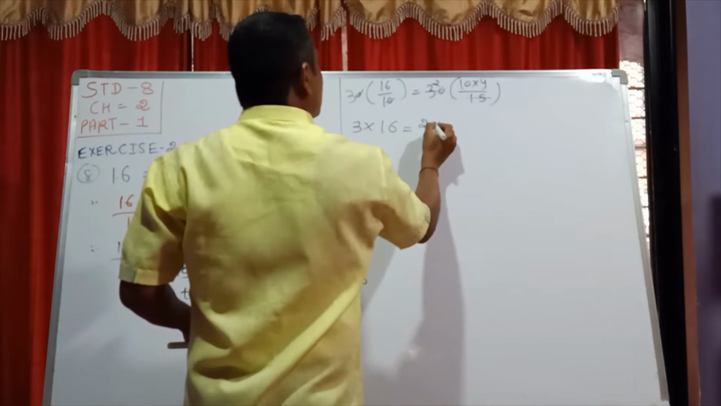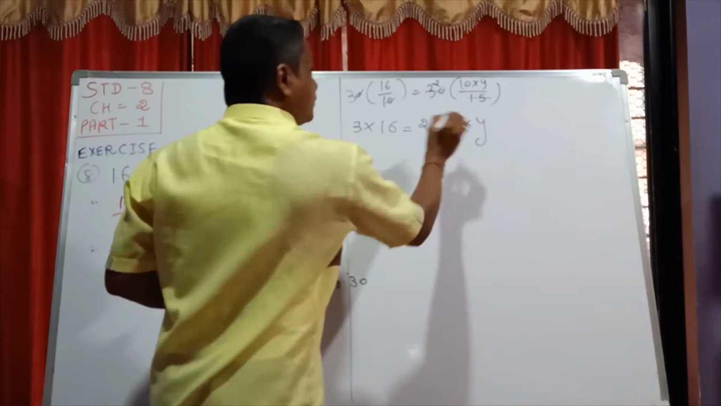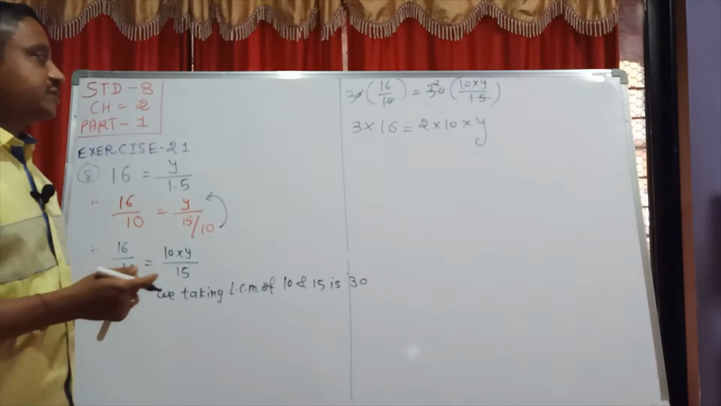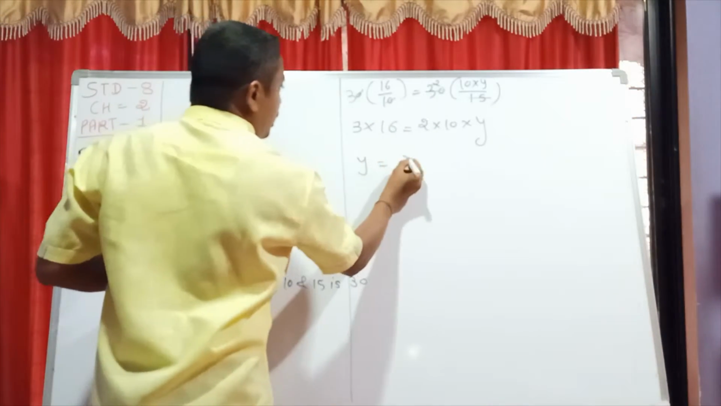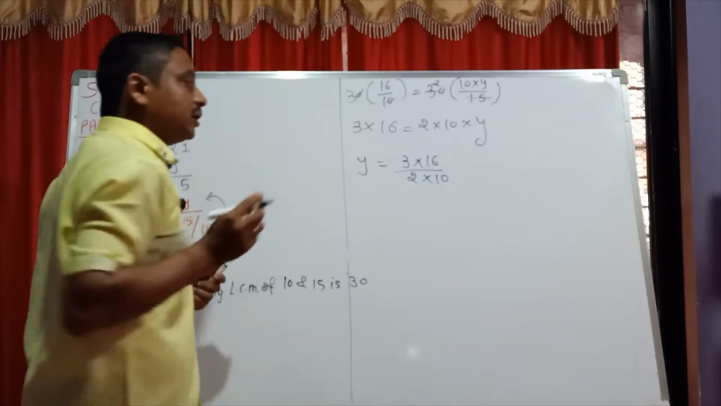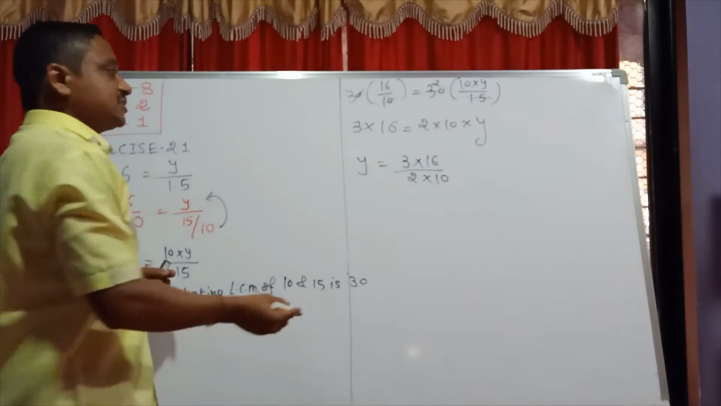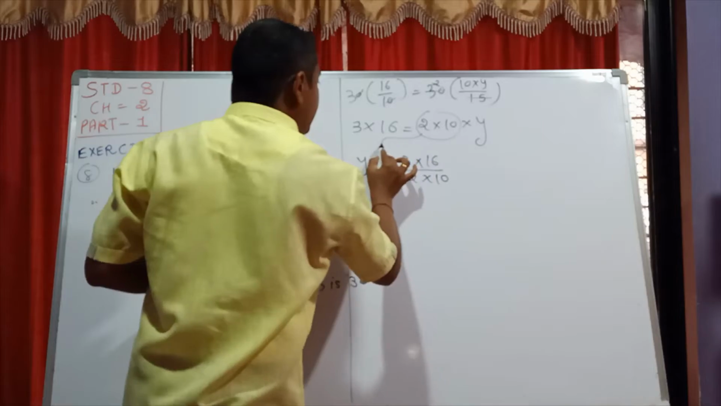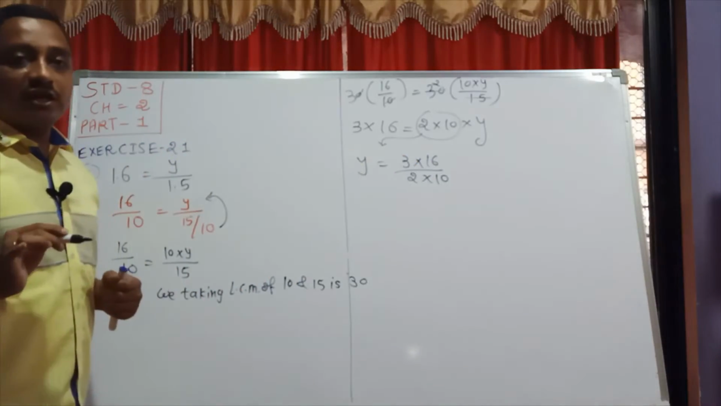So 2 into 10 into y means how much y? 3 into 16 divided by 2 into 10. Now simplify further. This cancels. Students, this 10 and 2 I divided here, LCM wise.